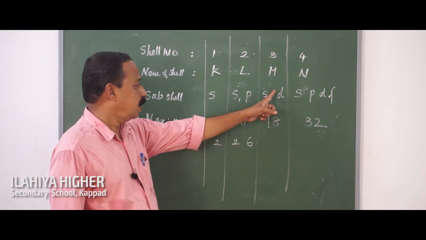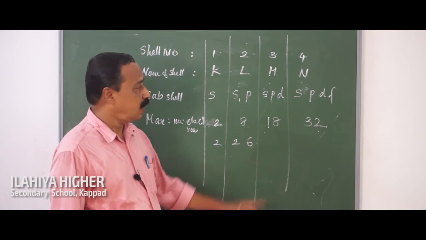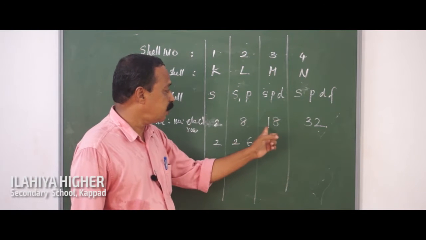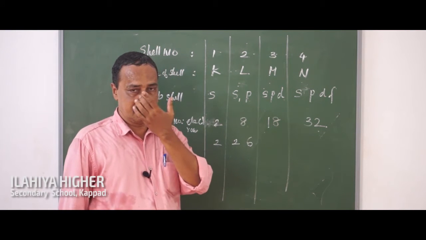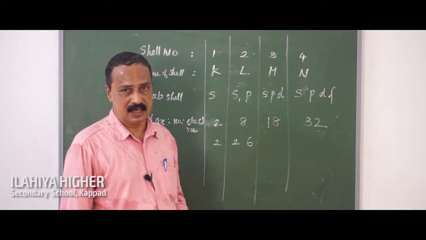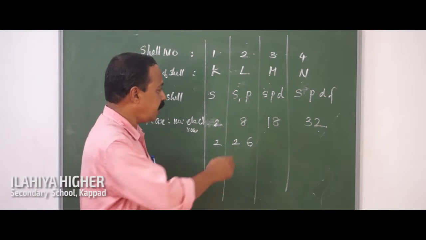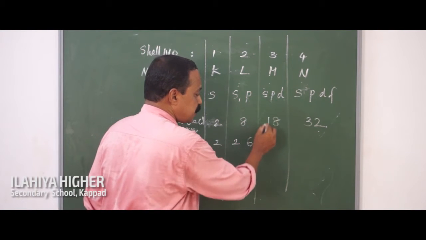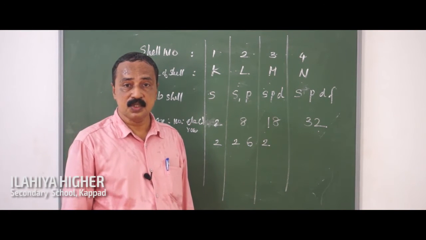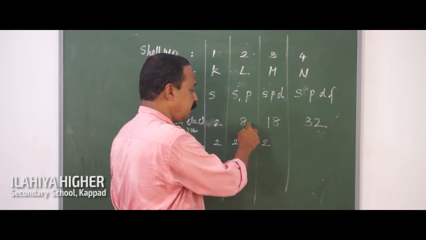Third, we want to find the maximum number of electrons possible in the D subshell. Can you find? The third shell is the M shell. Maximum number of electrons possible in the M shell is 18. M shell has 3 subshells, S, P and D. Here the maximum number of electrons possible in the S subshell is 2. Then you know the number of electrons possible in the P subshell is 6.